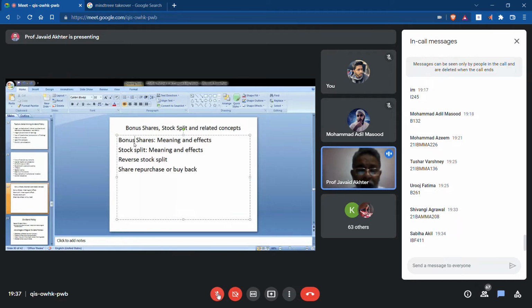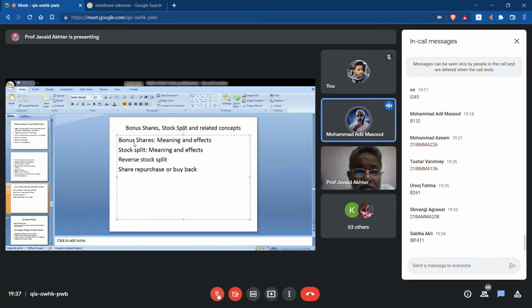Suppose the market price of your share is just 100. And if the company gives you 2 shares, how much do you receive? In effect, you have received 200 rupees, isn't it? So instead of paying some cash dividend, the company has paid you dividend in the form of shares. Now, is the meaning clear? What will be the effect of bonus shares?